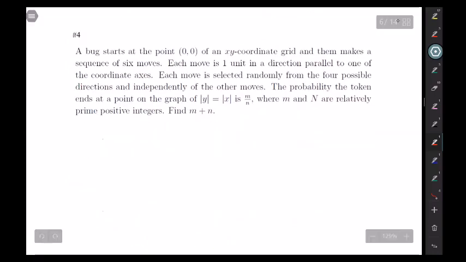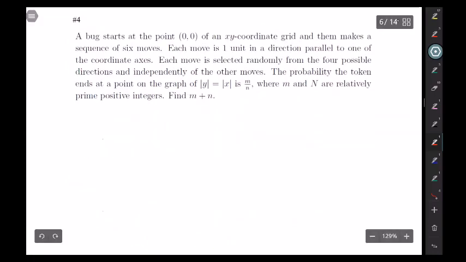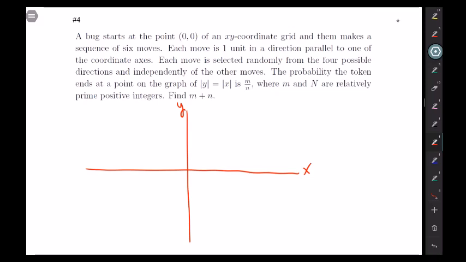All right, so another question here. I think this was also a contest problem. Let me give you a minute to read the question. Again, you have the coordinate axis. The probability that the token ends at a point somewhere on that graph after how many moves? After 6 moves, yes. After 6 moves.